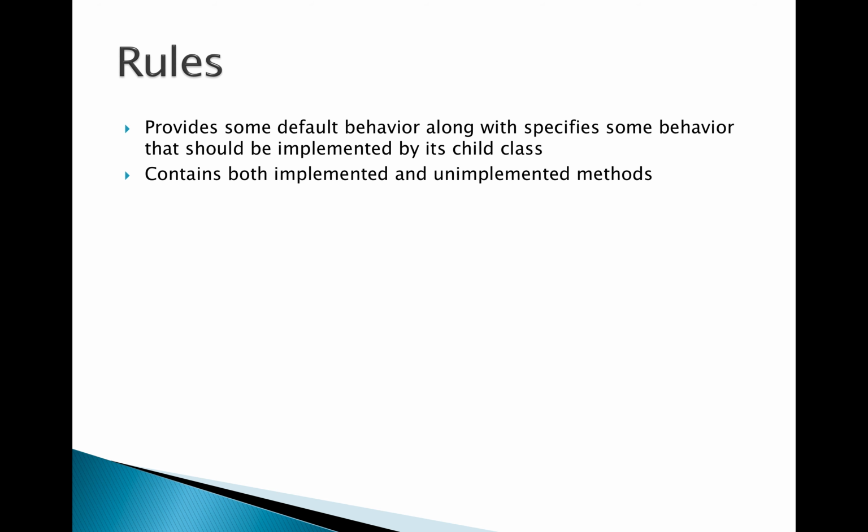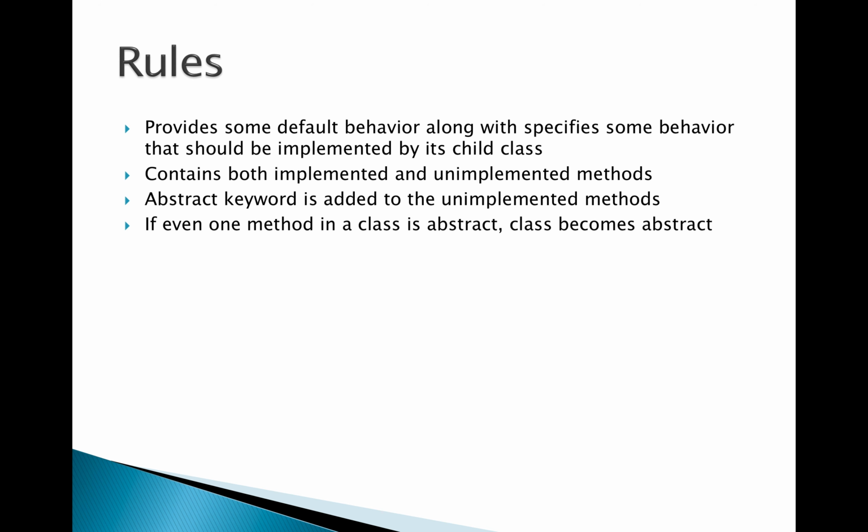In our case, the underwriting is not implemented, whereas the other two methods are implemented by the parent class. So the abstract keyword is added to the unimplemented methods. If even one method in a class is abstract, the whole class becomes abstract. In our case, we had three methods, and out of the three, two are implemented and only one method is not implemented, and it expects the child class to implement it. So that one method becomes abstract. That means I have not implemented it, so the method becomes abstract.